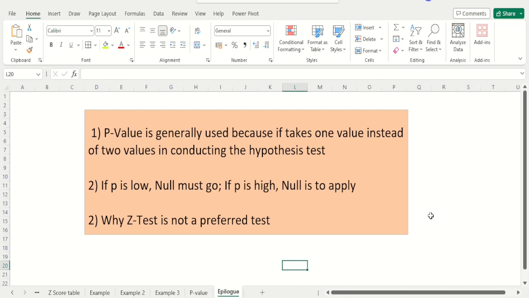I do remember one session where one of my colleagues had a far more creative way of going about this. And what they said is if P is low, null must go. So that kind of remains the same. If P is high, null is the guy. So that's another great way of remembering this. This is a memory trick for you to remember when you get the result of the p-value.